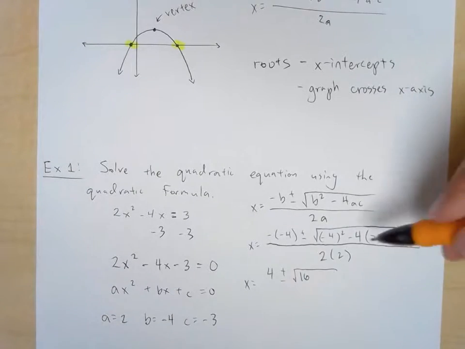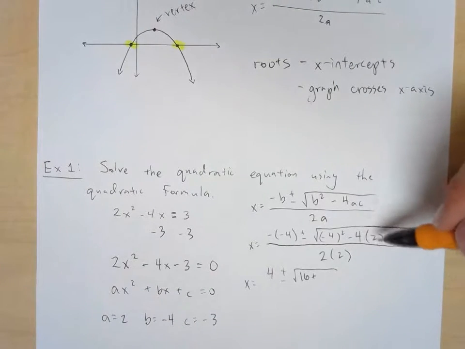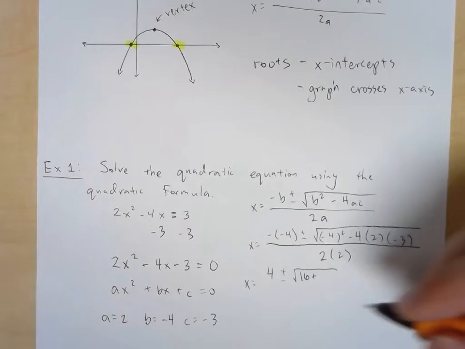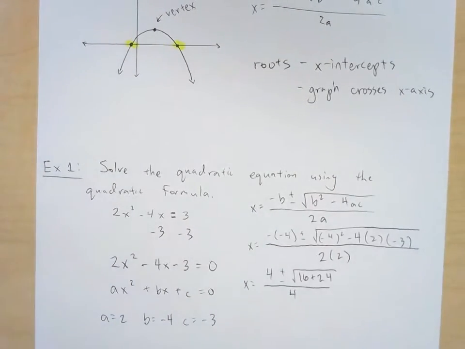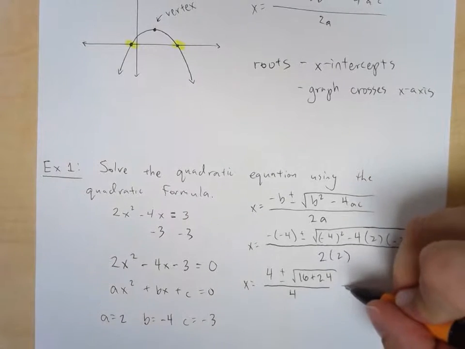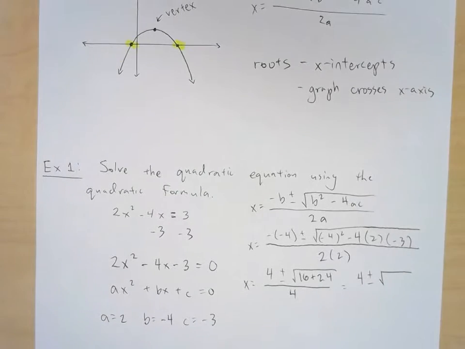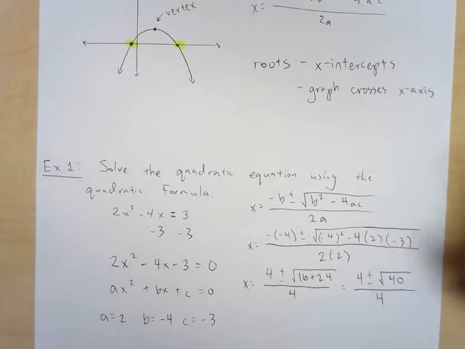We have a negative times a negative times a positive, so eventually we'll have a positive. So negative 4 times 2 is negative 8. Negative 8 times negative 3 is positive 24. Right? 8 times 3, yep, 24. All divided by 2 times 2, which is 4. We're going to simplify the inside of our radical, so we're going to get 4 plus or minus the square root of 16 plus 24, I believe is 40. I'm just going to double check that to make sure I don't get anything wrong. And yes, it gives us 40. Woohoo! Basic algebra. All divided by 4.